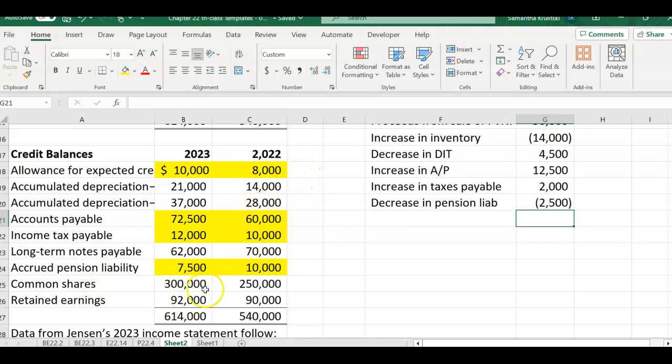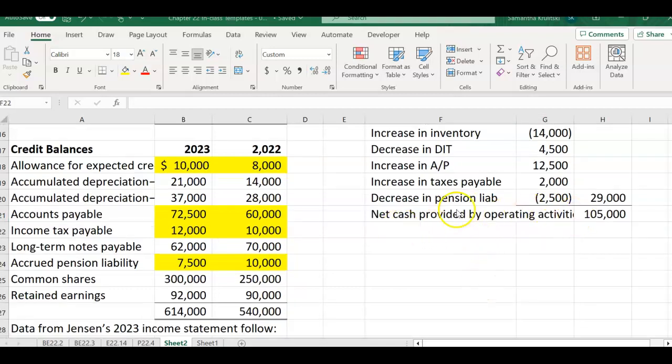So I think I have captured all of my operating activities. So I can go ahead and total them up and then add them to my net income figure. And I can see I've got net cash provided by operating activities of $105,000. Then I can move on to my investing activities.